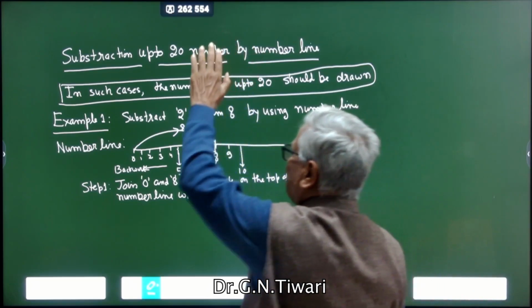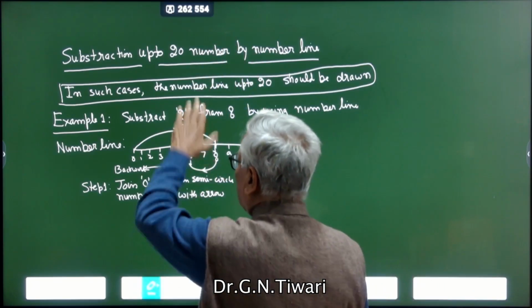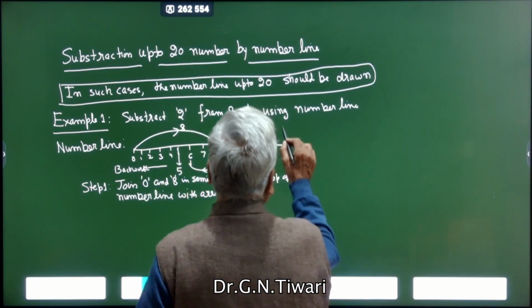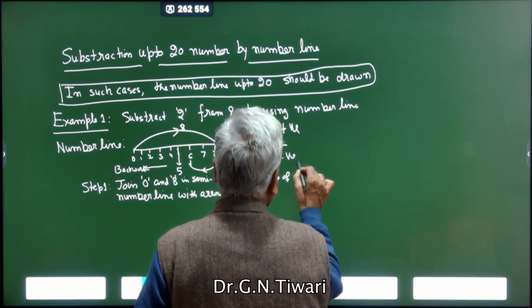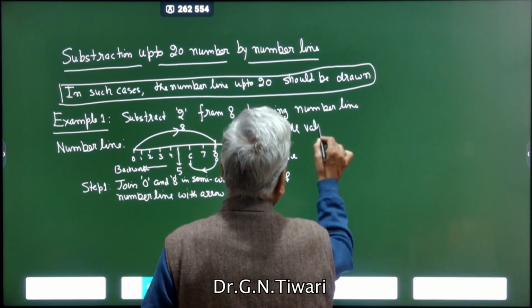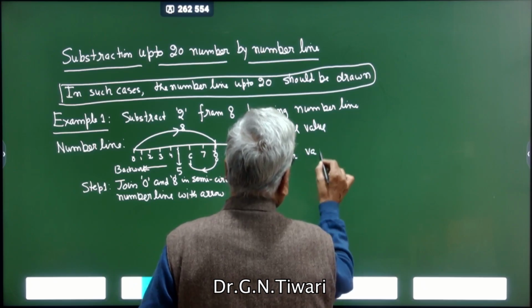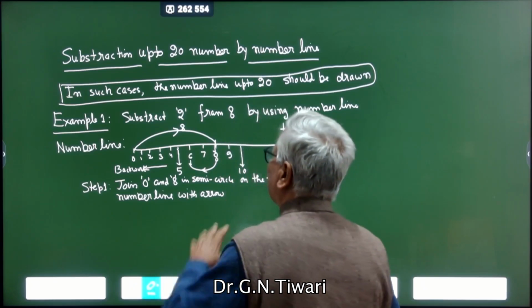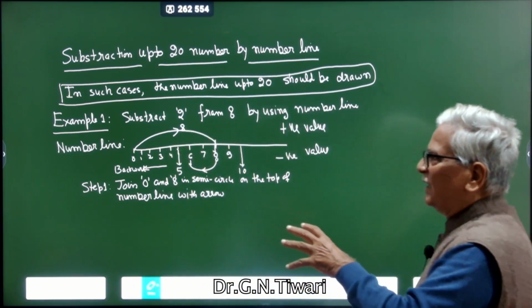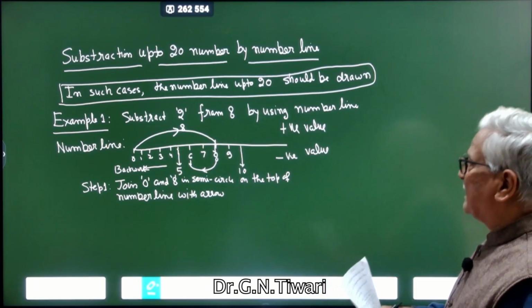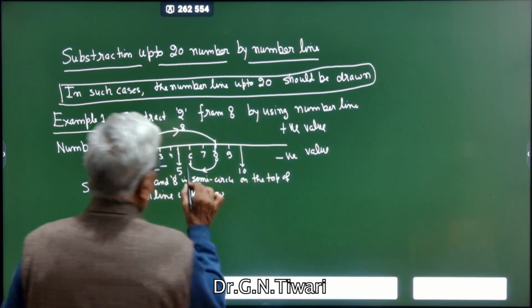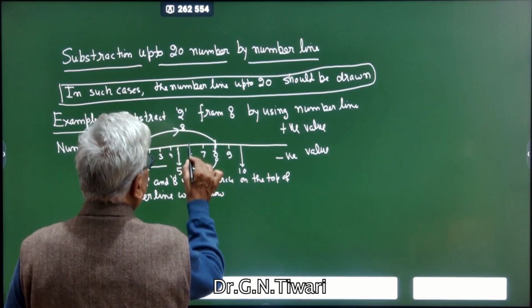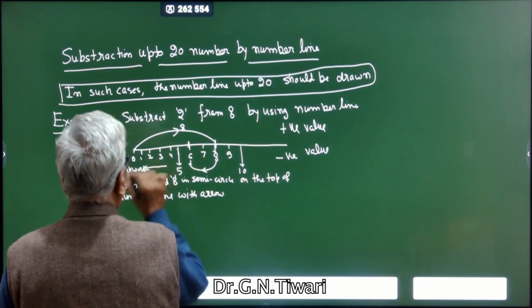Top means positive, bottom means negative. So this gives the positive direction, positive value, and this gives the negative value. Generally, this is a new method on the number line. Now it is very clear. If you reverse 2, what is left? This is 6 and 0.